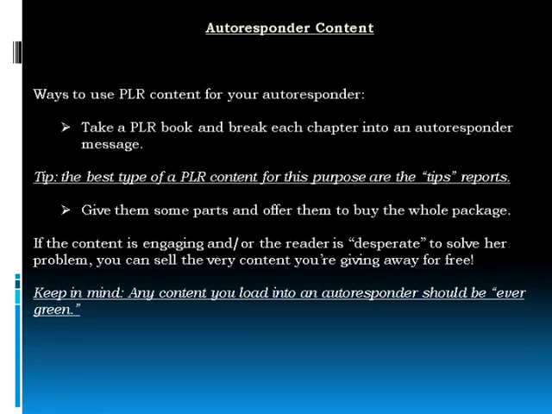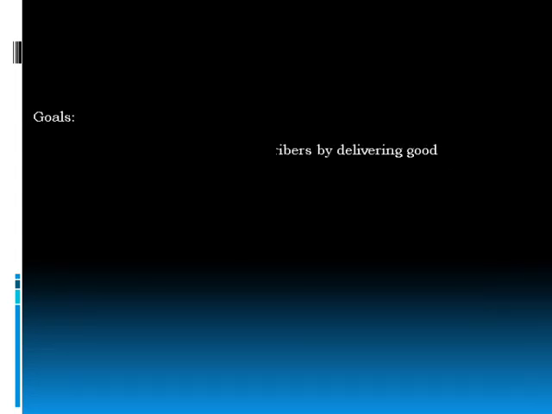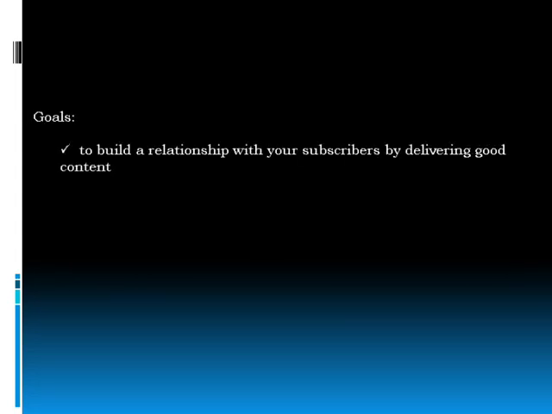Now, whether you chop up and use articles or book content in your autoresponder, your goals are the same: to build a relationship with your subscribers by delivering good content, and to start making recommendations for paid products. These are the ones that you start selling in your newsletter, for example. Indeed, these two go hand in hand.